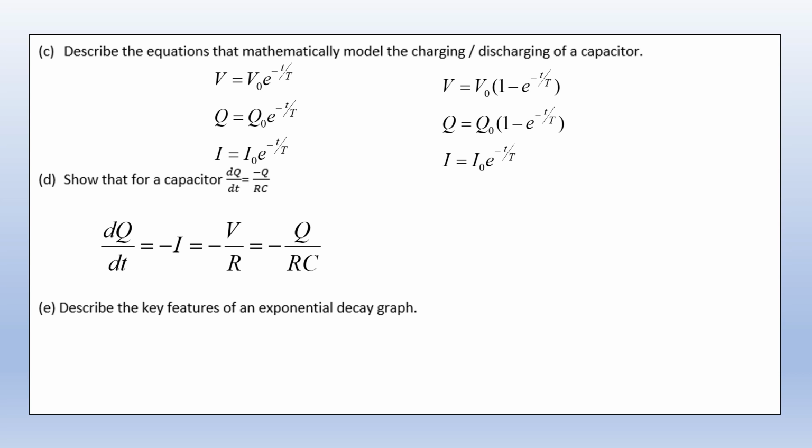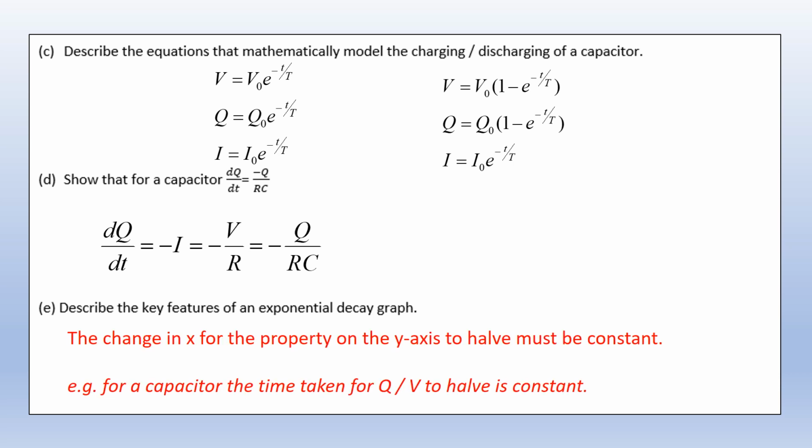So how do you recognize an exponential decay graph? Well, what you should find is the change in x for the property on the y-axis to halve must be constant. So for a capacitor, what that means is, because time is always on the x-axis, the time taken for the charge or the potential difference to halve is constant. So the time to go from fully charged to half charged is the same time as it takes to go from half charged to quarter charged. That's what an exponential relationship looks like.